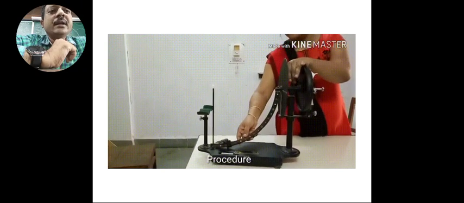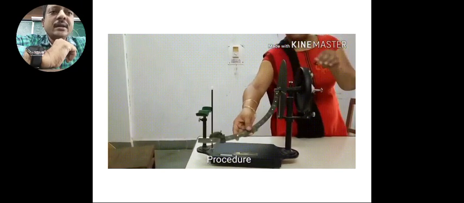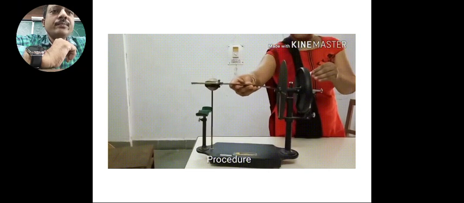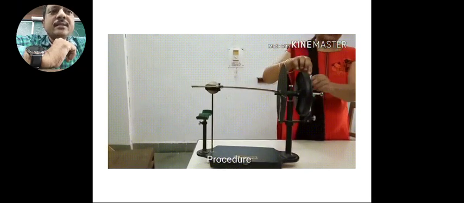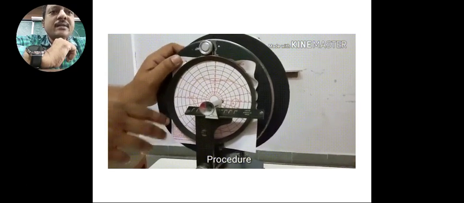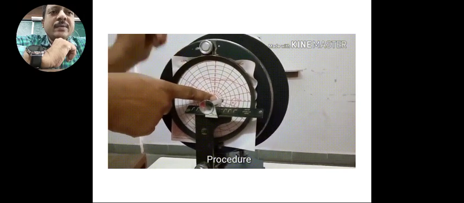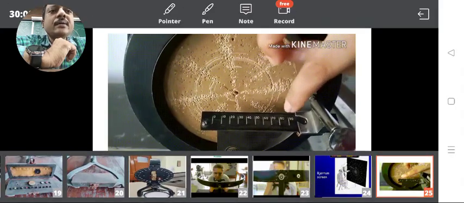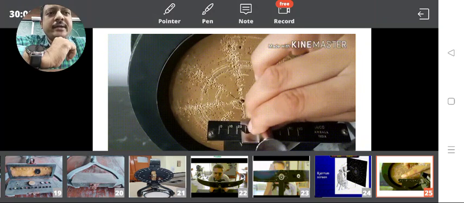Now this metallic arc can be rotated in any direction to describe a circle in the air. Now, how the perimetric chart is fitted in the chart holder and how to take the reading.